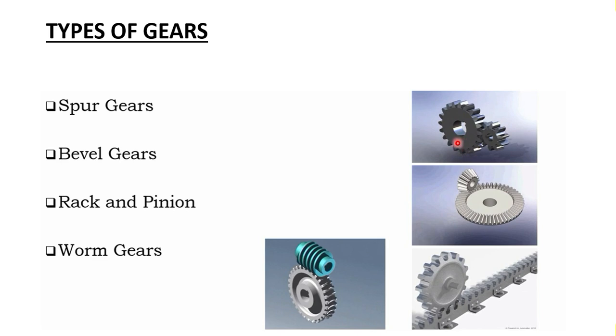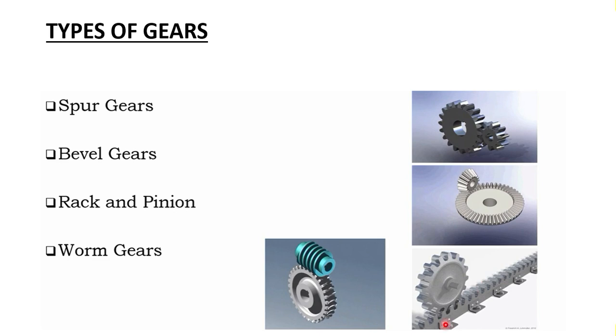The second one is a bevel gear, as you can see in the second figure. They are generally used on shafts which are at 90 degrees, but can also be used to work at other angles as well. The third one is the rack and pinion. You can see the wheel type is known as the pinion, and the horizontal one is known as the rack. They are generally used to convert rotational motion into linear motion. The circular gear is called the pinion, and the linear gear is called the rack.